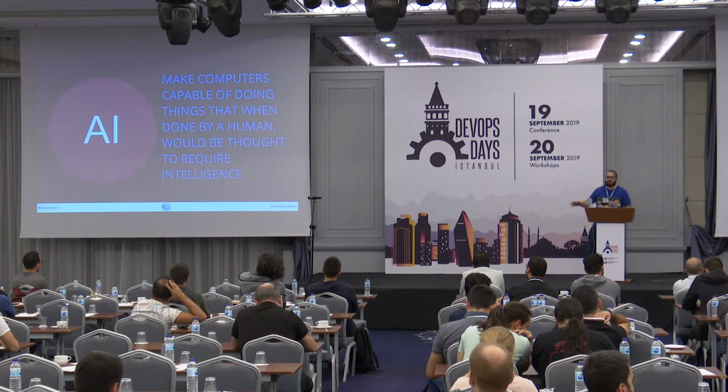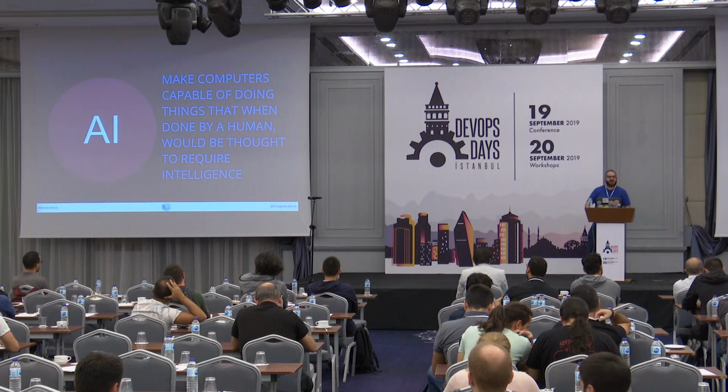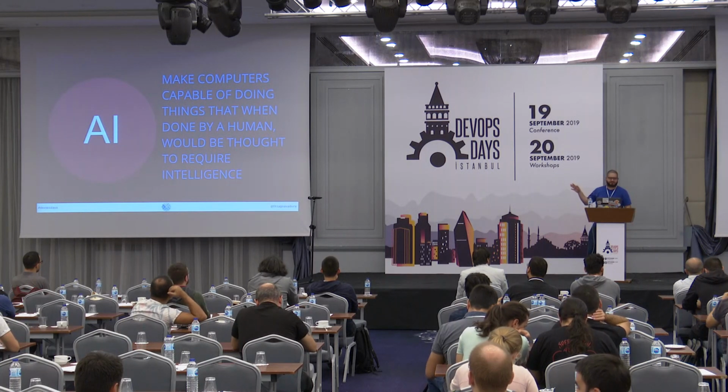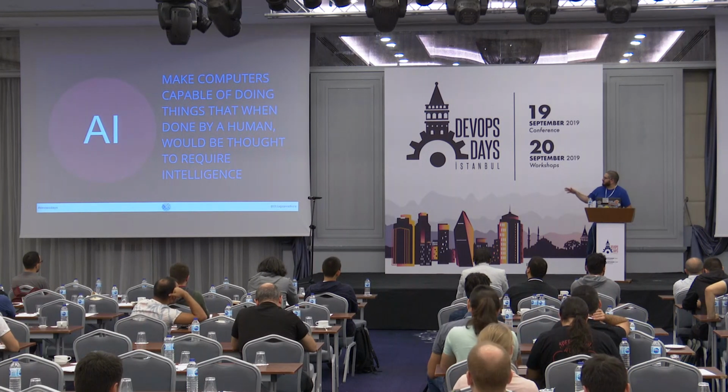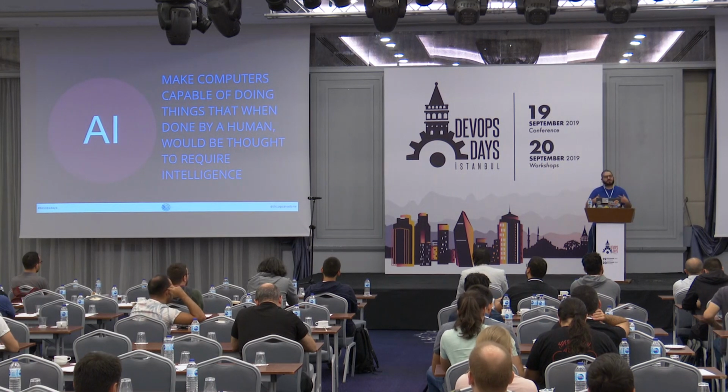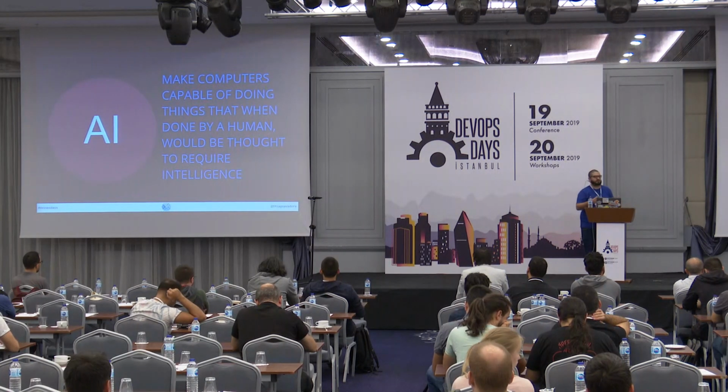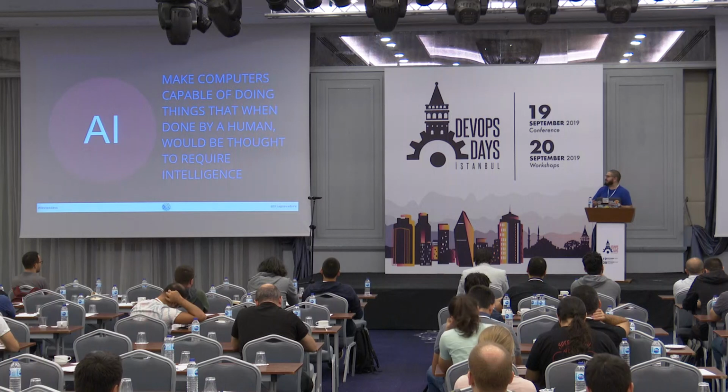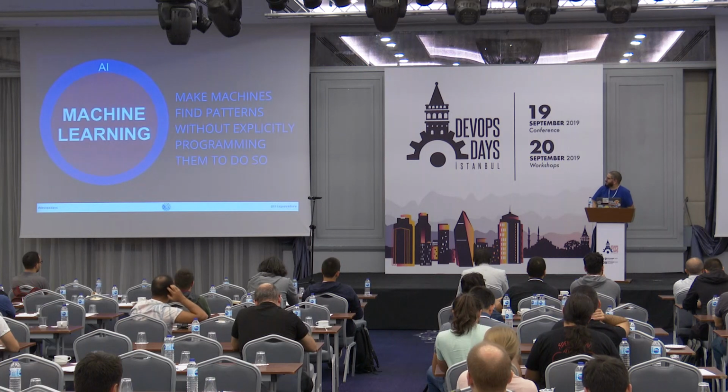But to go on with it, I like to make my own point. What is AI for me when I'm talking about AI? AI is making computers capable of doing things that, when done by a human being, would require some kind of intelligence. And machine learning is something inside it. It's something that is related to making machines find patterns without explicitly programming them to do so.